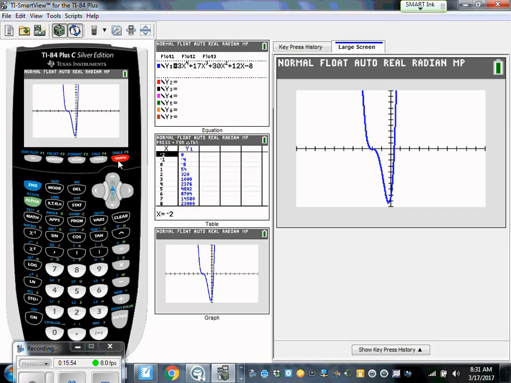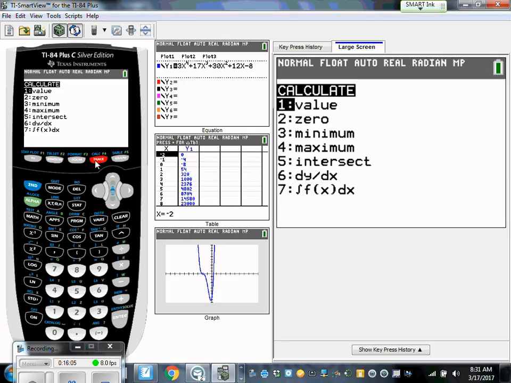So, you guys see above the trace button? That trace button I told you to stop using? See where it says calculate? Yeah, so hit second trace to bring up your calculate menu. Whoa. There we go. What do you think we want to calculate? A 0. Did we call these roots or zeros, solutions? They're all the same. So option number 2.